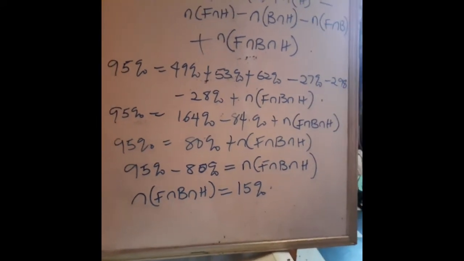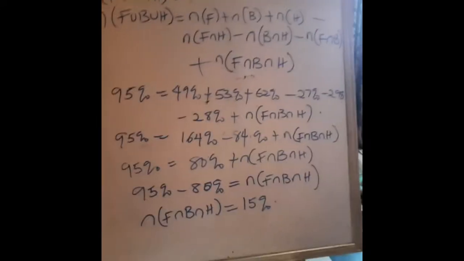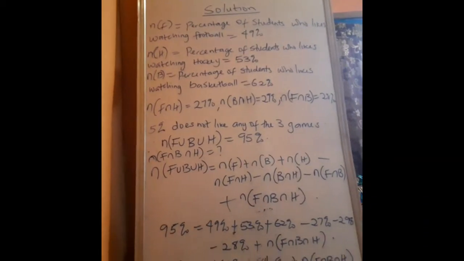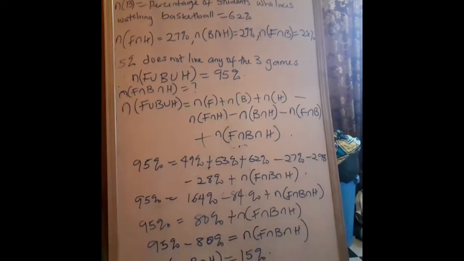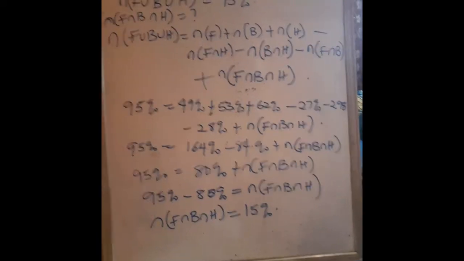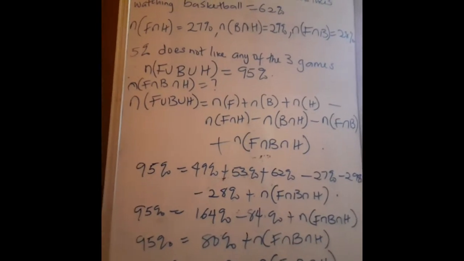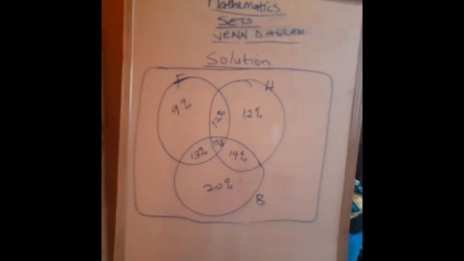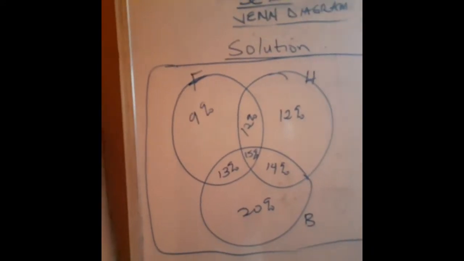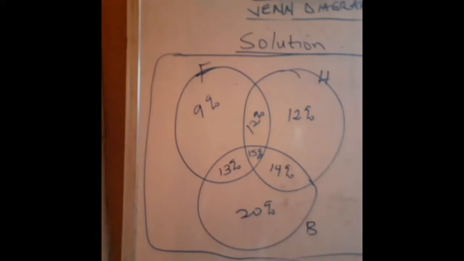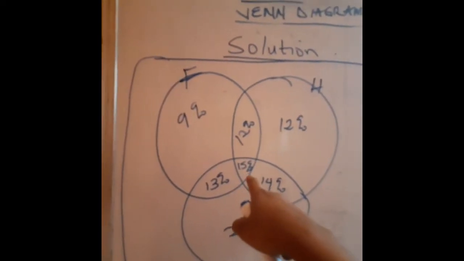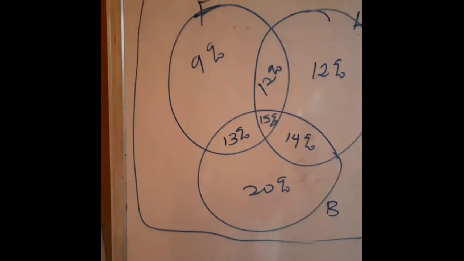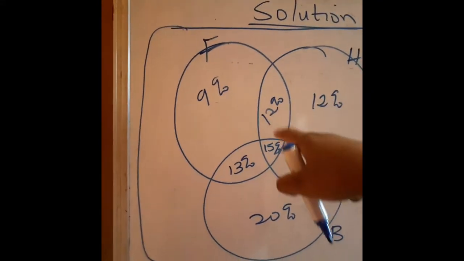So let us represent what we have here in the Venn diagram for better understanding. I'm sorry about the mistake, but this is it. So I'm taking it from the beginning. I hope you understand. So let us represent it in the Venn diagram. So I've represented it in a Venn diagram. So let me explain how I got this, so you don't get confused. From what we did before, we got that F intersection H intersection B equals 15.